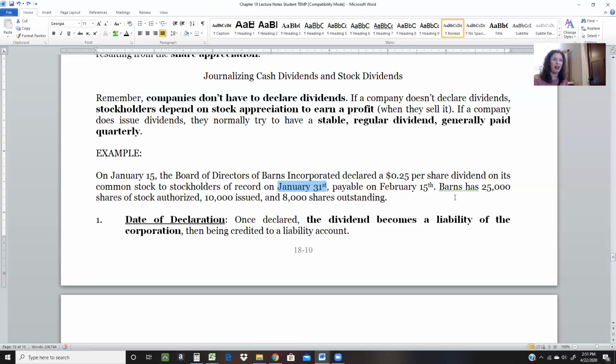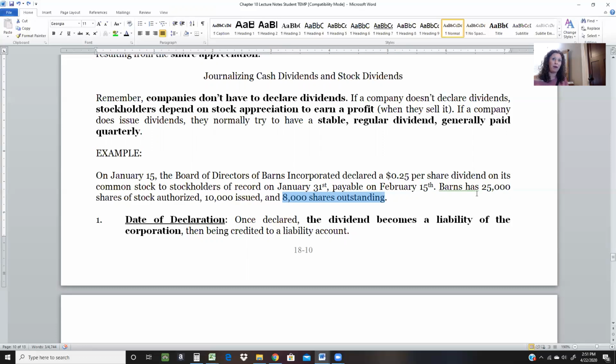Barnes has 25,000 shares authorized, 10,000 issued, and 8,000 outstanding. What this means is that at some point, 10,000 shares have been out in the market, but currently only 8,000 shares are in the market. So we must have 2,000 treasury shares that we are holding within our business. We removed 2,000 shares from the market.